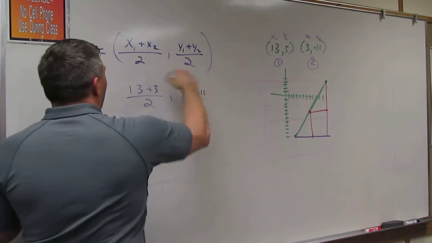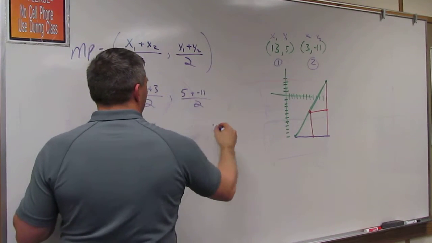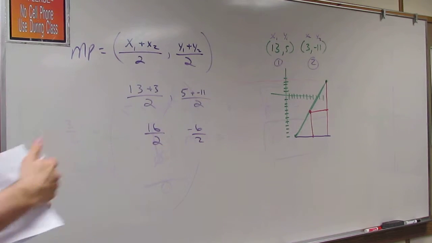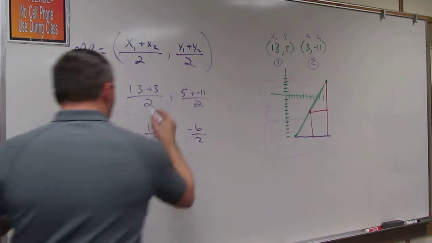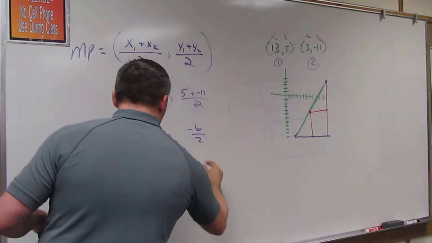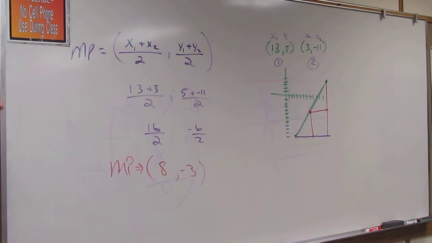And so when I do the math, I got 16 over 2, and I have negative 6 over 2, and that gives me 8 and negative 3. So my midpoint is going to be 8, negative 3.